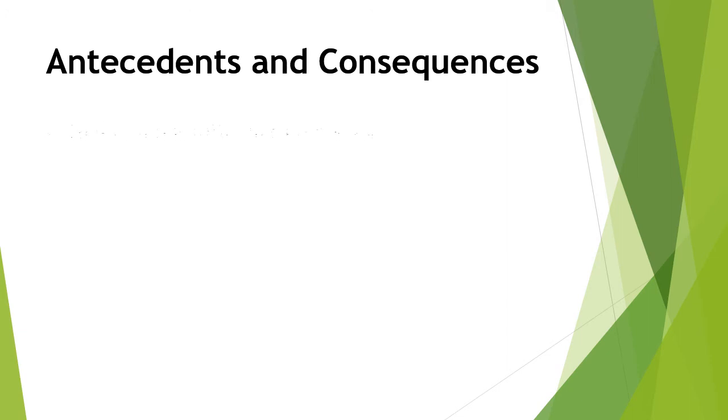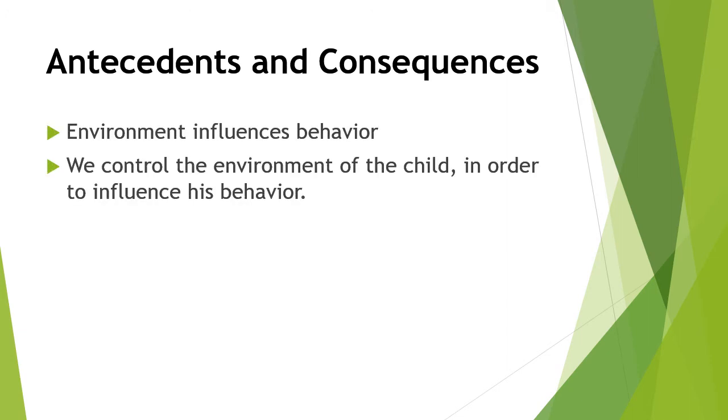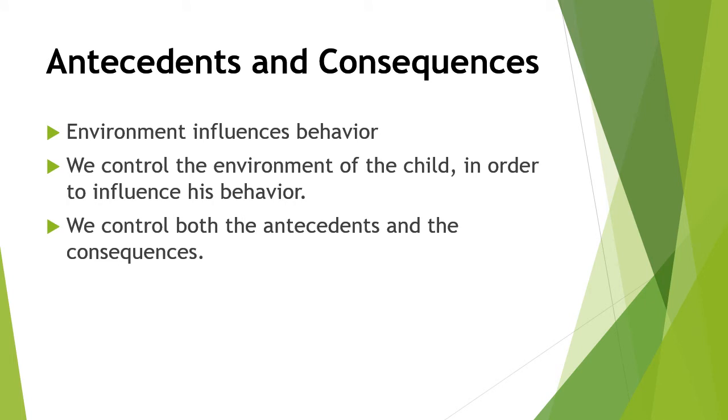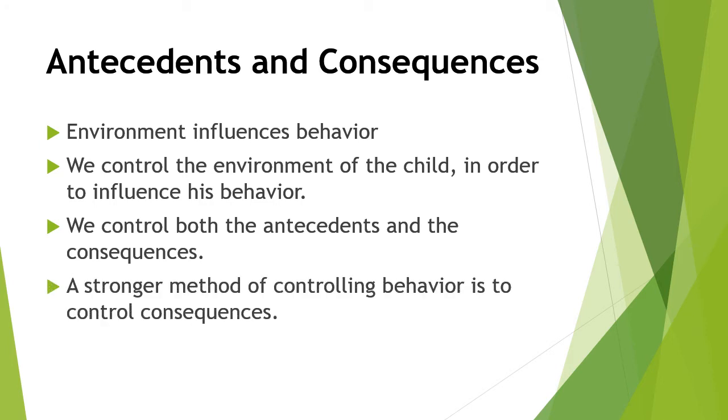Environment influences behavior. We can control the environment of the person in order to influence their behavior. We control both the antecedents and the consequences. The consequences are what come right after the behavior. A stronger method of controlling behavior is to control consequences.